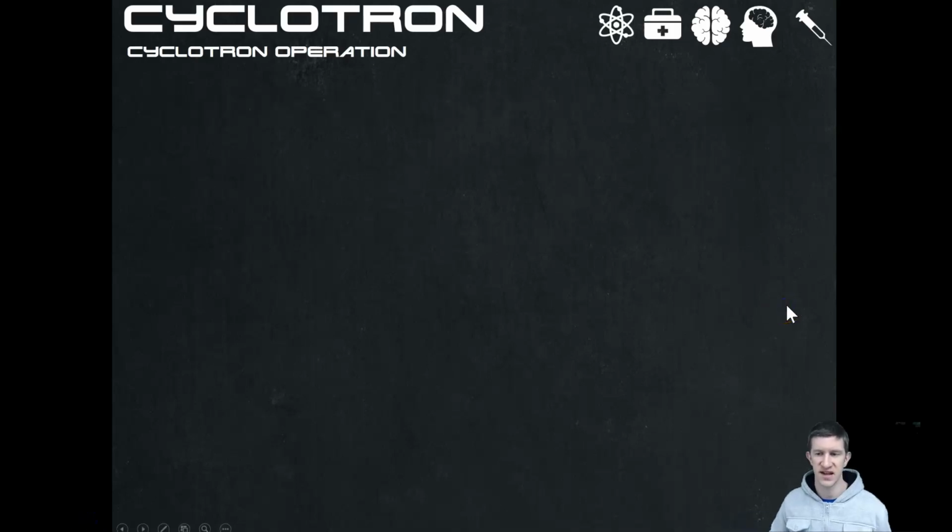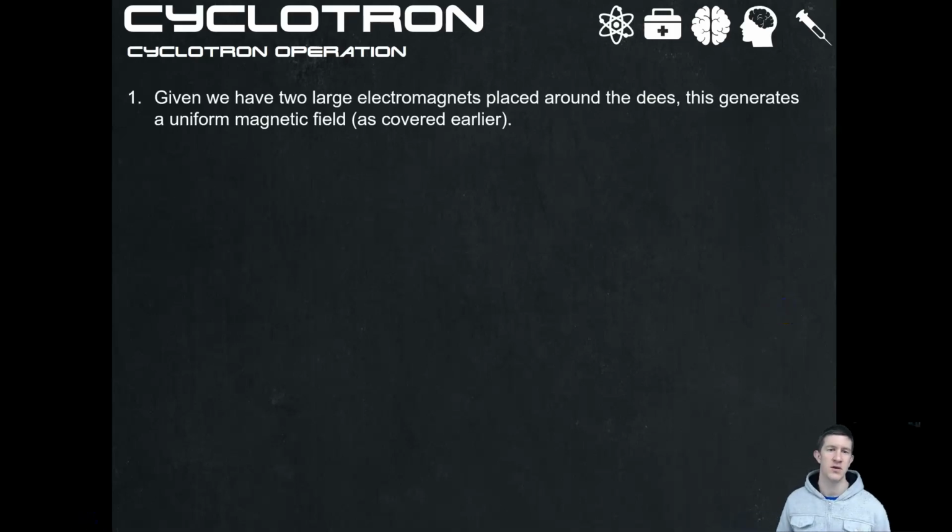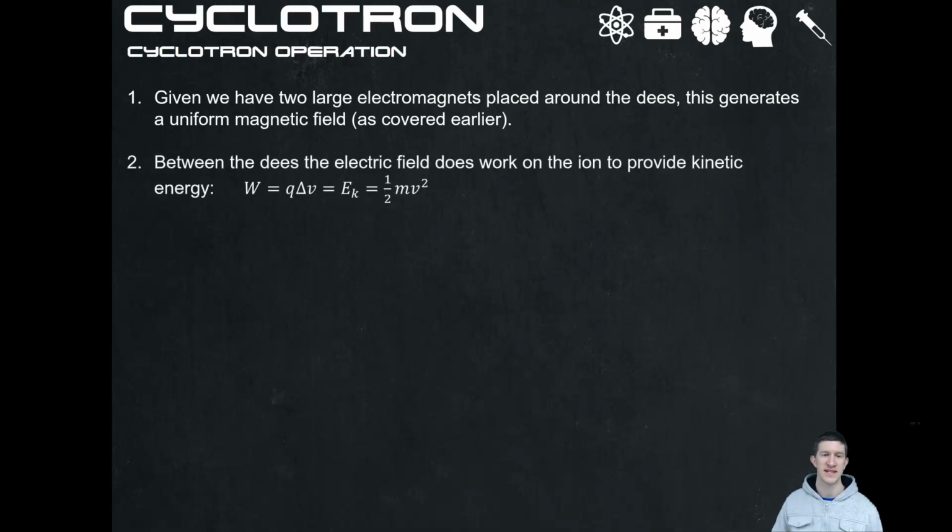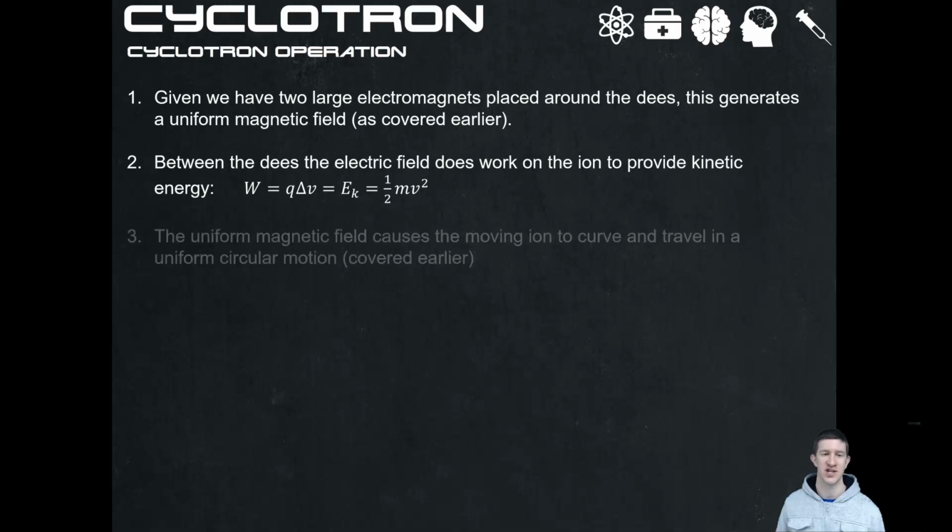In terms of the cyclotron's operation, given that we've got these two large electromagnets placed around the Ds, we're going to have a uniform magnetic field, as we've talked about previously. Between the Ds, the electric field is doing work on the ion to provide kinetic energy. It's accelerating it. Using those formulas, we know that work is QΔV and kinetic energy is 1/2 mv squared, so we can equate the two together. The work done is converted into that kinetic energy.